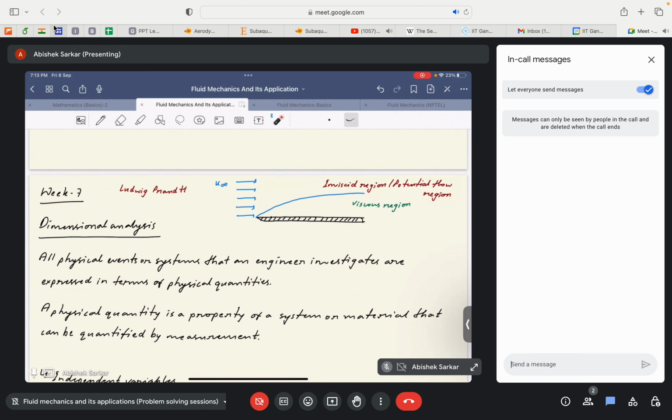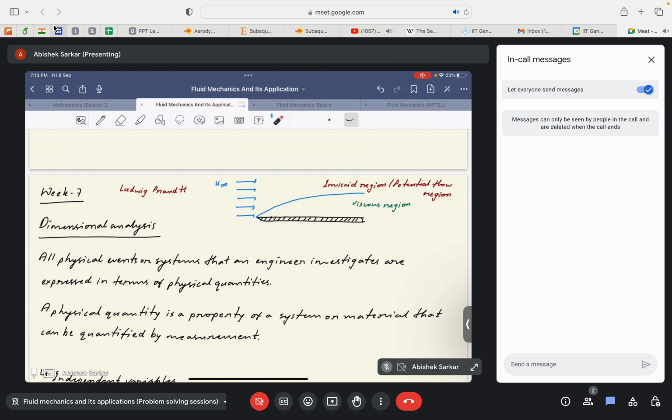But along with that, this flow would have a certain very thin layer stuck to the surface of the object, the flat plate in this case, which would have significant viscous effects. This region can be treated as highly viscous, and the viscous effects will be highly prominent in these regions.